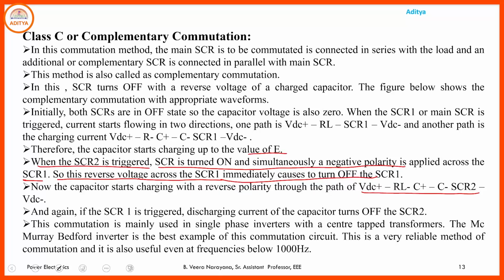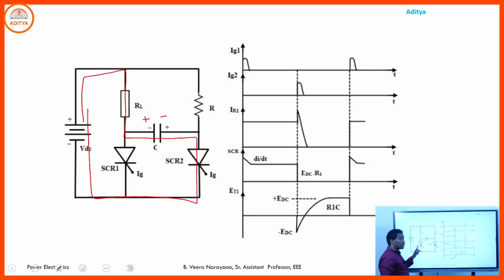And again, if you provide the control signal to the first SCR, the capacitor starts discharging, and this causes reverse polarity across SCR2. When you provide the gate pulse to the first thyristor, SCR2 goes to the off state, and again the capacitor starts charging. Whenever the capacitor is fully charged, if you provide the gate signal to the second thyristor, the negative voltage across the capacitor appears as the reverse voltage across the main thyristor, and SCR1 goes to the off state.